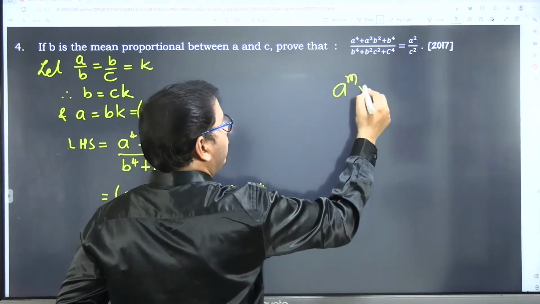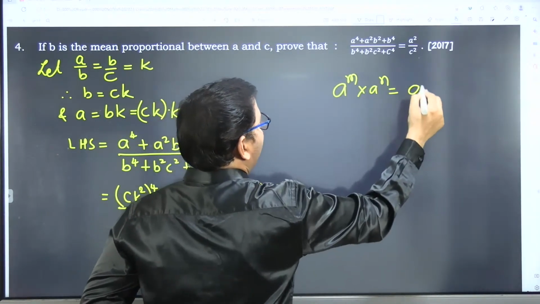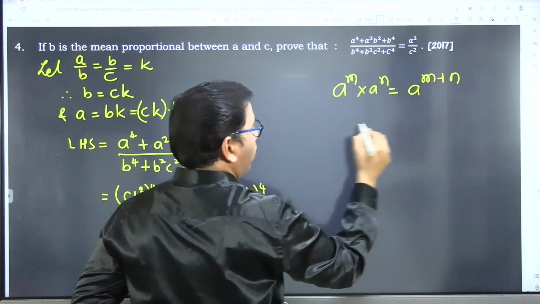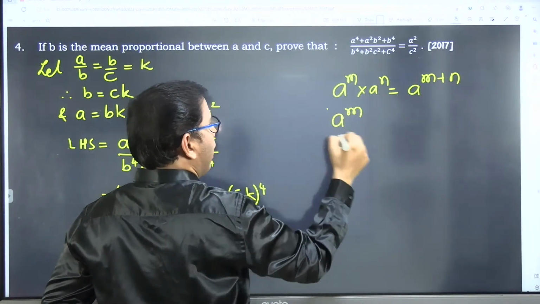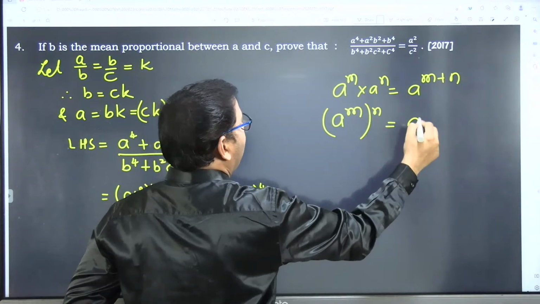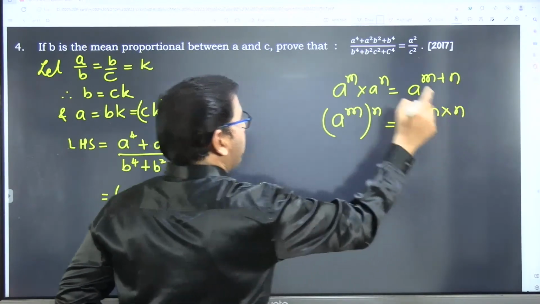A raised to m into A raised to n. Any idea what it is? A to the power m plus n. And A raised to m, and if there is n outside the bracket, this will be m multiplied by n.